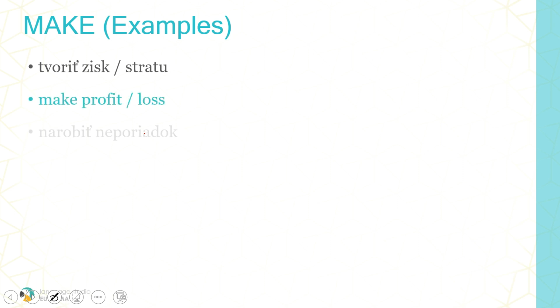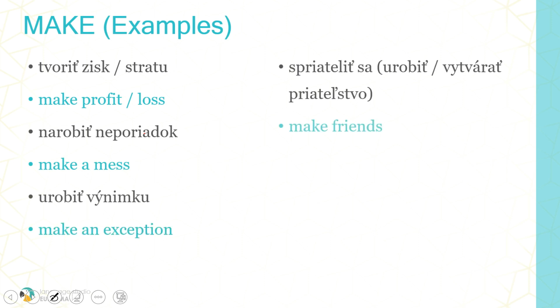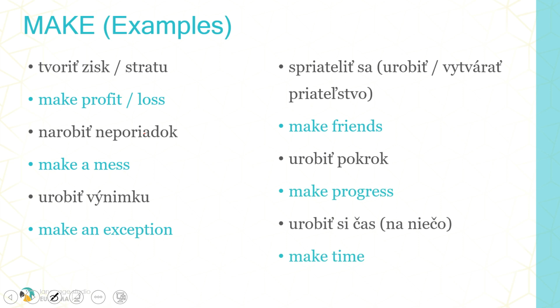And I have a couple of more examples prepared here. In a company, for example, in business English, you would say that you make profit or you make loss. Children, in particular, they make a mess. And if you are a principled person, even a principled person makes an exception. Then this is make friends. So you create these new friendships. They didn't exist before, and you make them. Make progress. Make time.